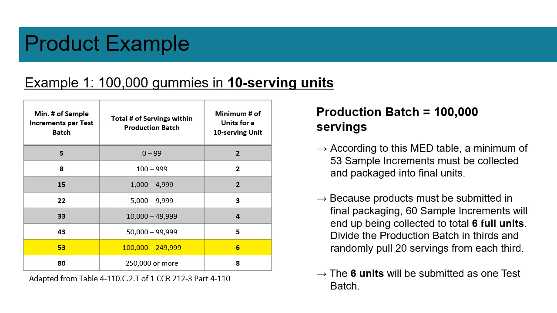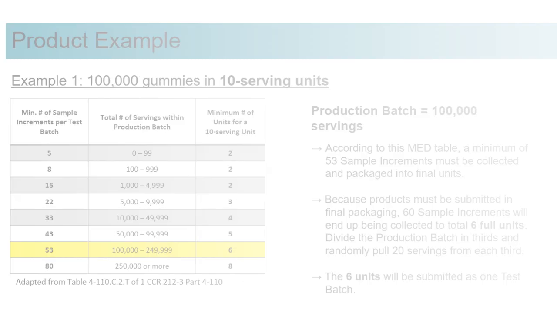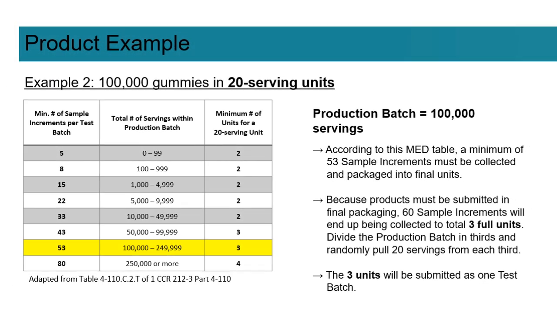According to this MED table, a minimum of 53 sample increments must be collected and packaged into final units. Because products must be submitted in final packaging, 60 sample increments will end up being collected to total 6 full 10-serving units. Divide the production batch in thirds and randomly pull 20 servings from each third. The 6 units will be submitted as one test batch.